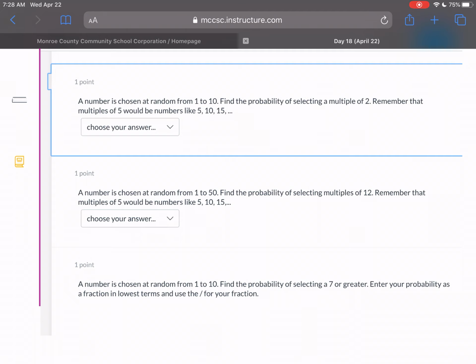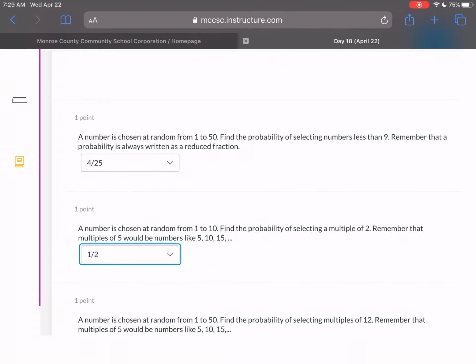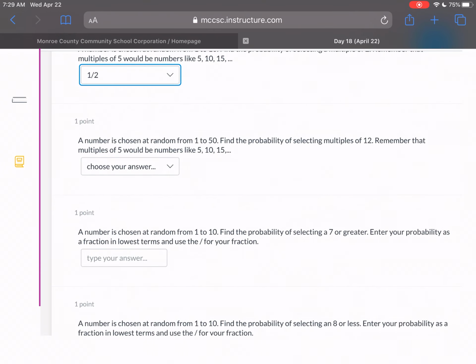Now, multiples of 2, or skip counting by 2, that's just all your even numbers. So 2, 4, 6, 8, 10. If you could see my hand, I had 5 up. So that means that it's 5 out of the 10 options. And what is 5/10? Well, that's the same thing as 1/2, because 5 is half of 10. 1/2. Now, I don't even know how many questions I've done now. 1, 2, 3.